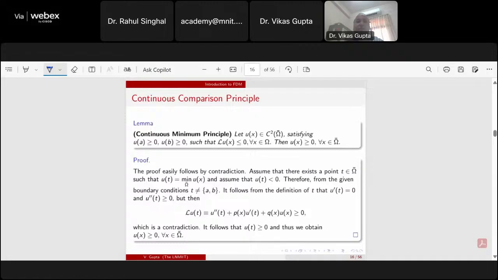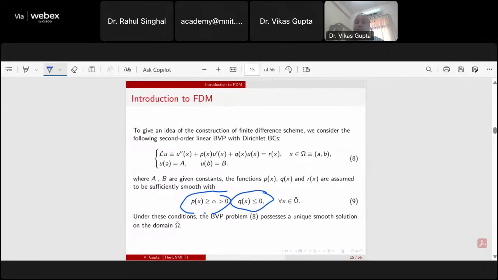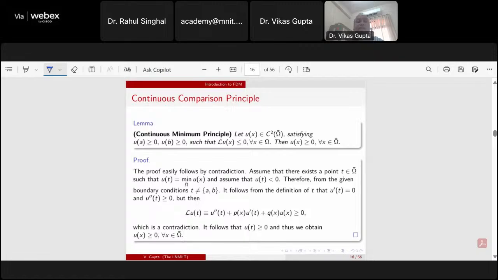So first, we show that the boundary value problem defined in equation number 8 satisfies this continuous minimum principle. The statement of the continuous minimum principle is that suppose u is a function belonging to C² of omega bar. Omega bar in our case is the closed interval 0 to 1, which satisfies u(a) greater than or equal to 0, u(b) greater than or equal to 0.